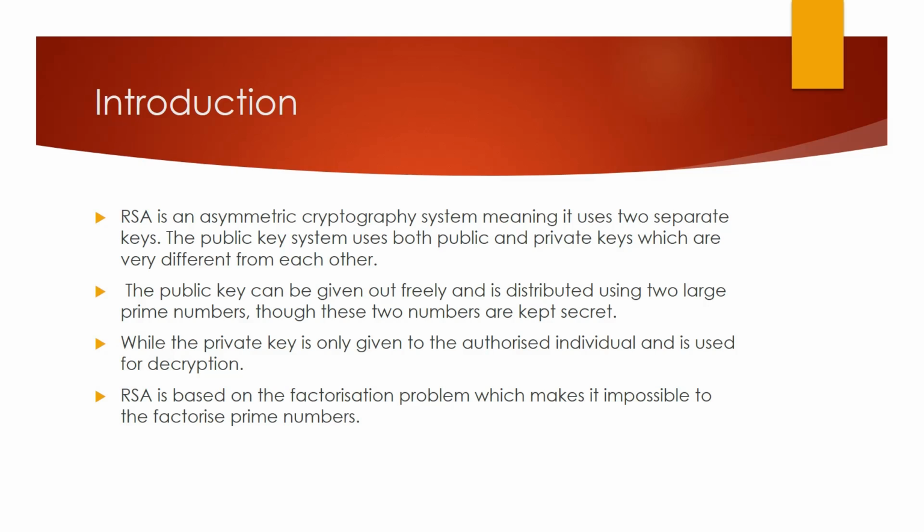RSA is an asymmetric cryptography system, meaning it uses two separate keys. The public key and the private key are very different from each other. The public key can be given out freely and is generated using two large prime numbers, though these two numbers are kept secret, while the private key is only given to the authorized individual and is for decryption. RSA is based on the factorization problem, which makes it practically impossible to factorize the product of large prime numbers.